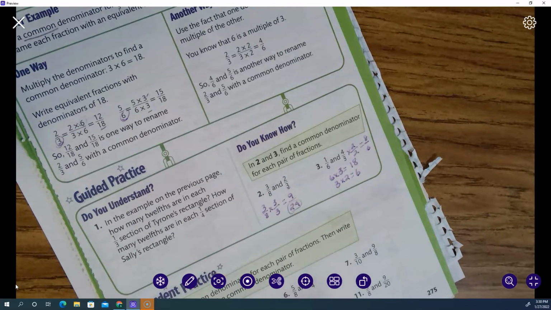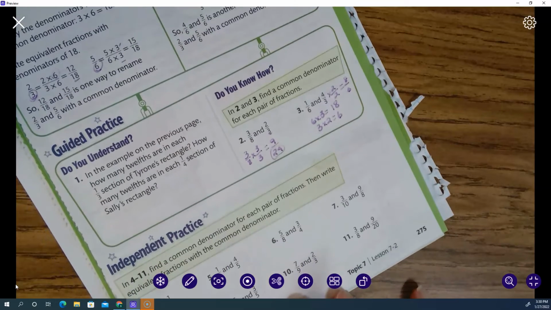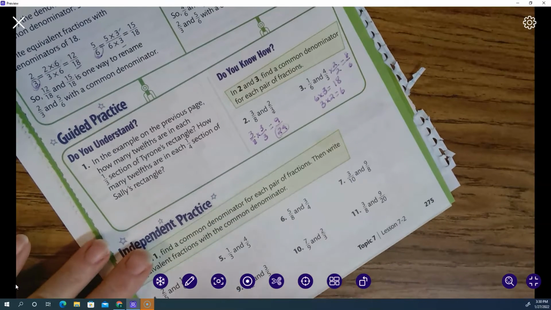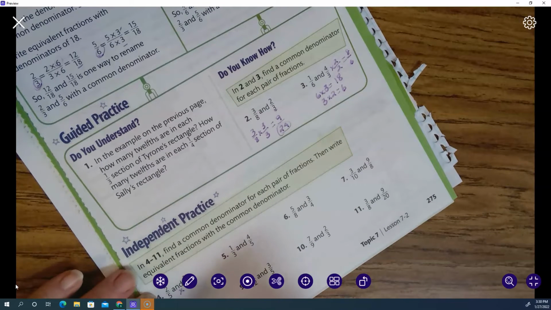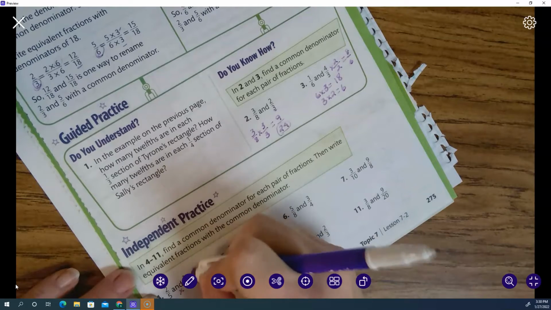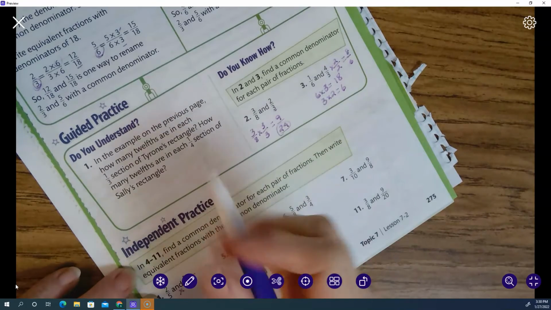We are going to find a common denominator for each pair of fractions, and then we're going to write equivalent fractions with the common denominator. So let's work on just multiplying the denominators by each other. We know that 2/5 and 1/6, we're going to do 5 times 6. 5 times 6 is going to be 30. So our common denominator is going to be 30.